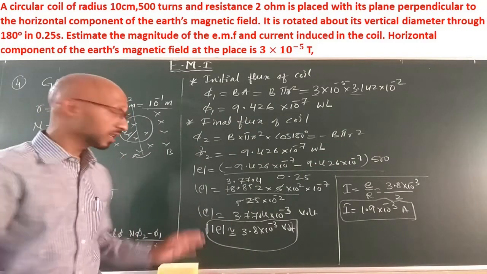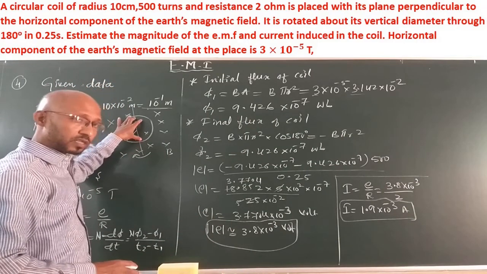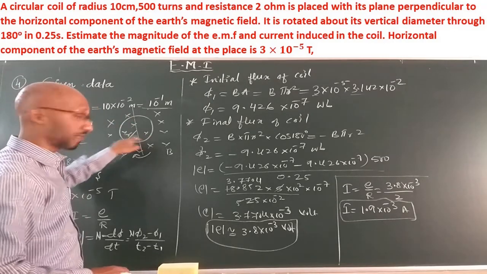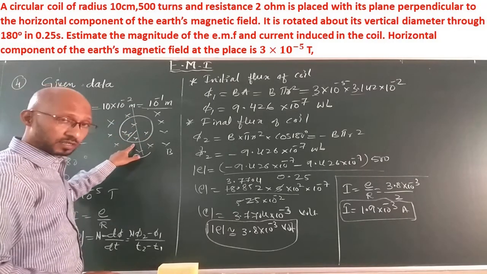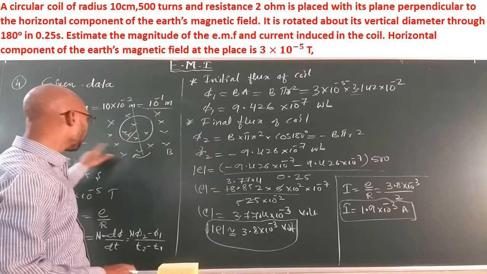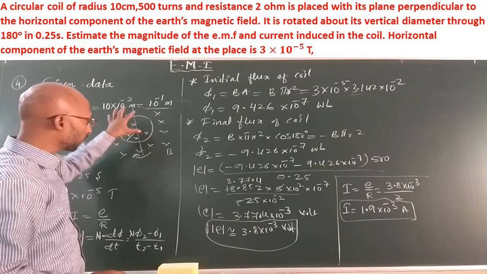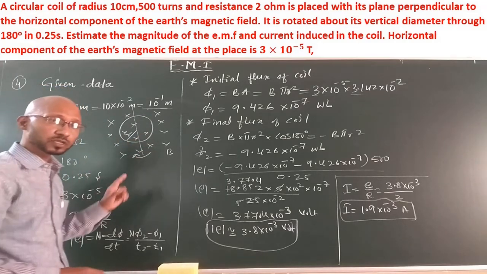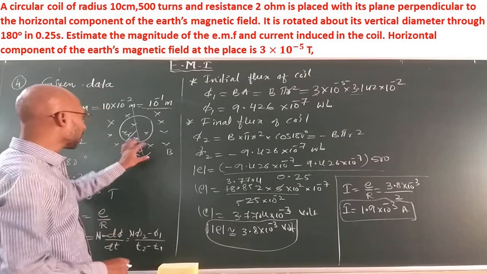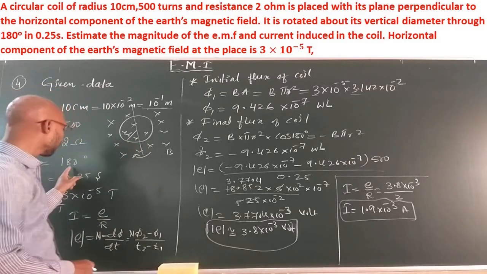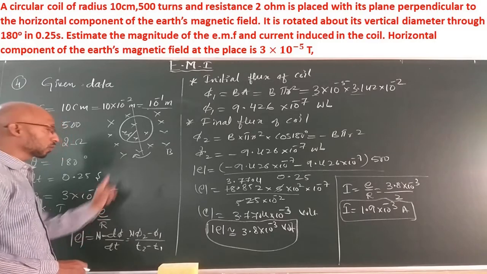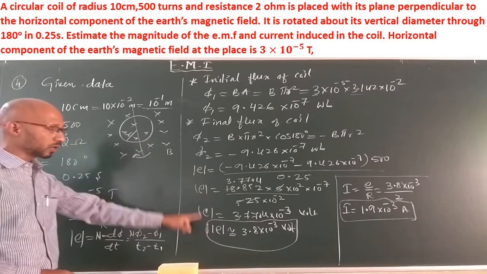Now you might understand the problem: a circular coil of radius 10 centimeter, having 500 turns, with resistance 2 ohm, is kept with its plane perpendicular to the horizontal component of Earth's magnetic field and rotated about its vertical diameter through 180 degrees in 0.25 seconds. What is the amount of induced current and magnitude of induced EMF?